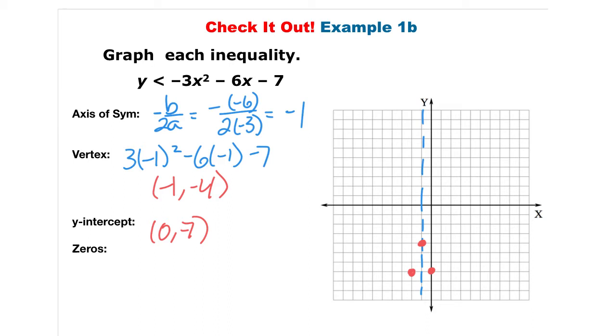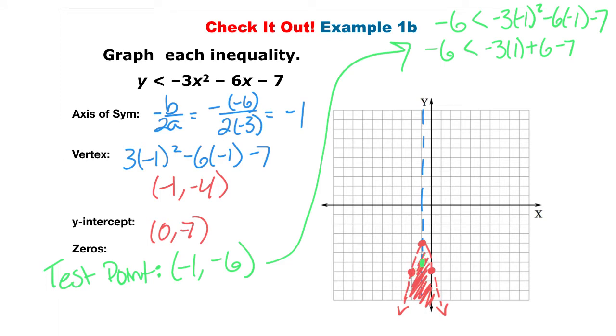As I graph this, I do notice that it's just y is less than, so it's going to be a dotted line, not a solid line, because we don't want to include the points on the line here because it's just less than. And since it's less than, I'm going to be shading inside or underneath the parabola, so there it is. To make sure that I did this correctly, I picked a test point, (-1, -6).